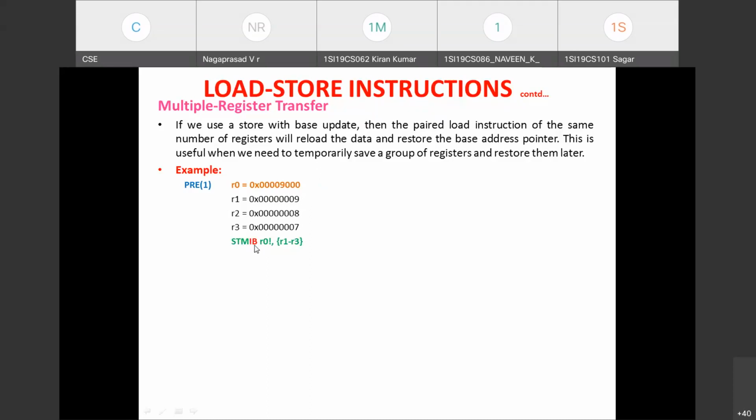If it is increment before, which is the paired LDM instruction, can you tell the paired LDM instruction to restore the context? Just now I told in the previous slide, which is the paired LDM instruction for STMIB to restore the context. Can anyone tell? I have to replace with what? Tell me the LDM instruction pair for STMIB.